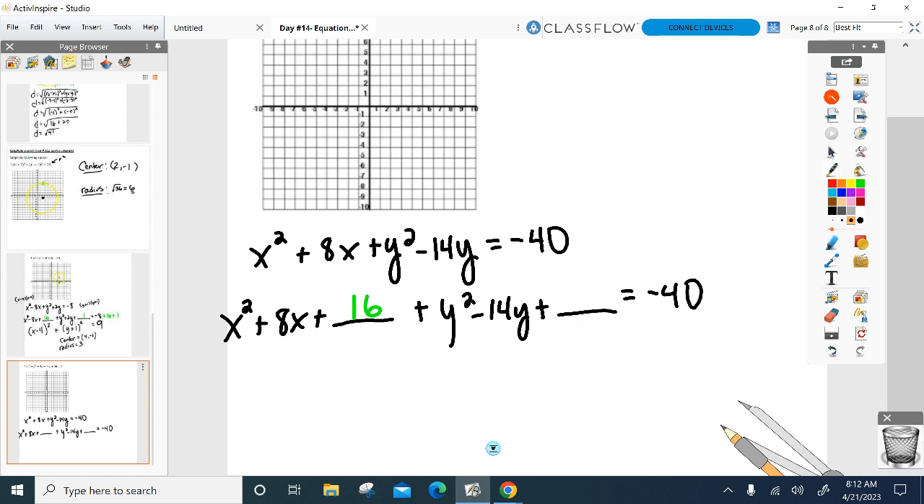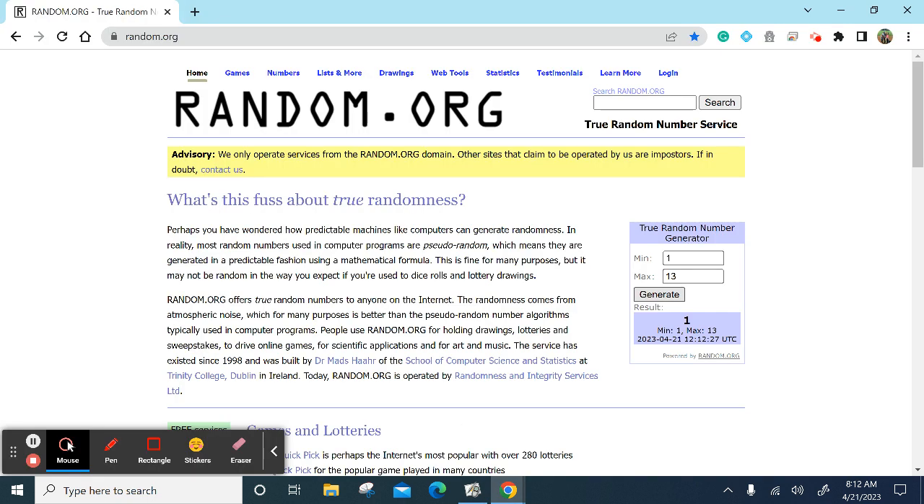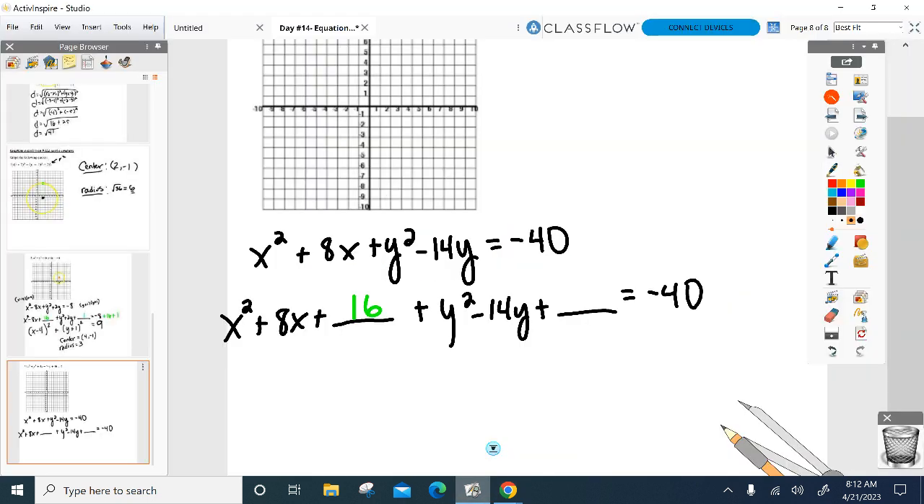And then what is my new c on the y's? 49. 49. Common mistake: it's unbalanced. Remember, whatever you do to the left, you've got to do to the right. So make sure you keep that balanced. I always take care of the right side because that's an easy 25 here on the right side. Nice, perfect number.